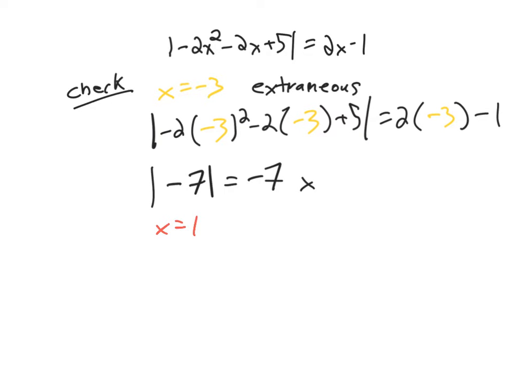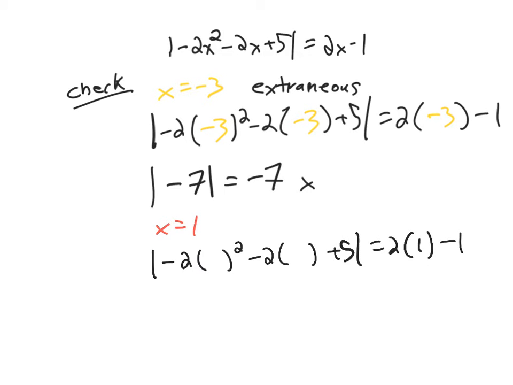x equals 1 was our next possibility. So negative 2 times 1 squared, minus 2 times 1, plus 5 equals 2 times 1, minus 1.